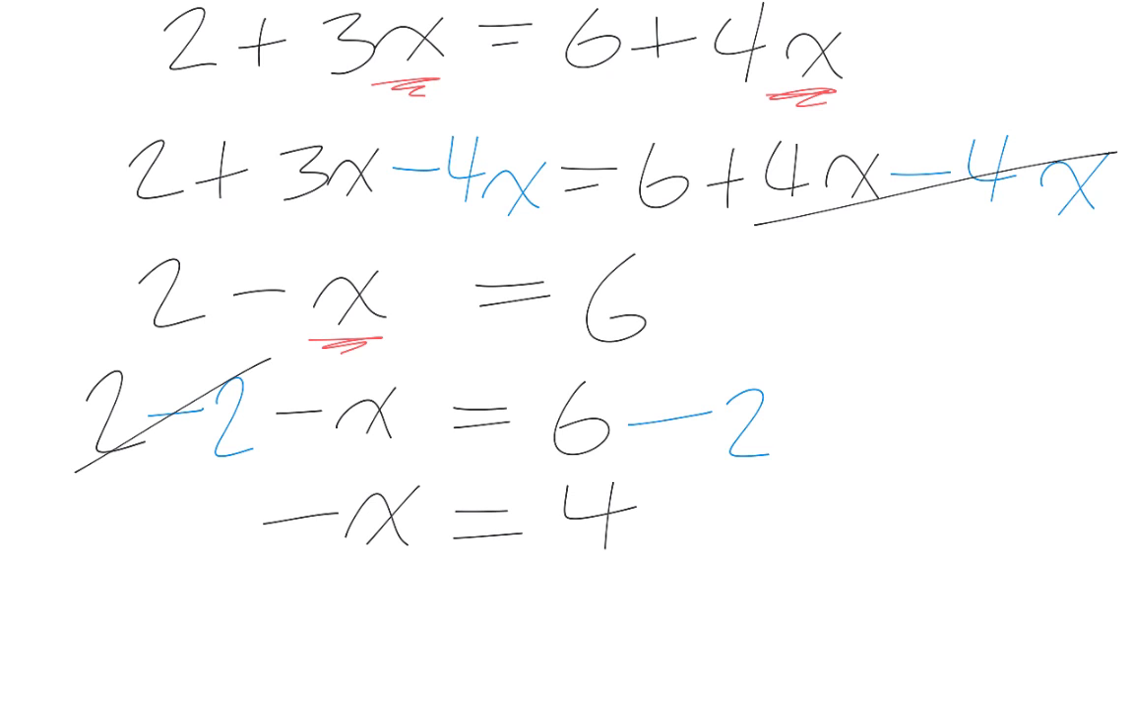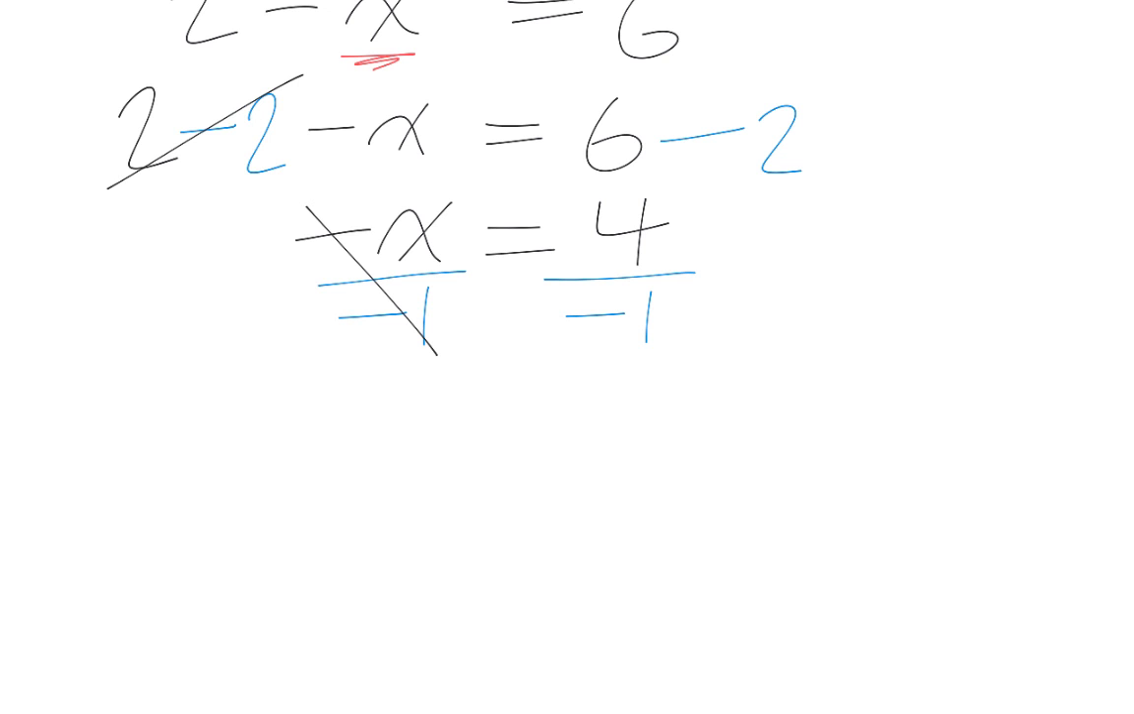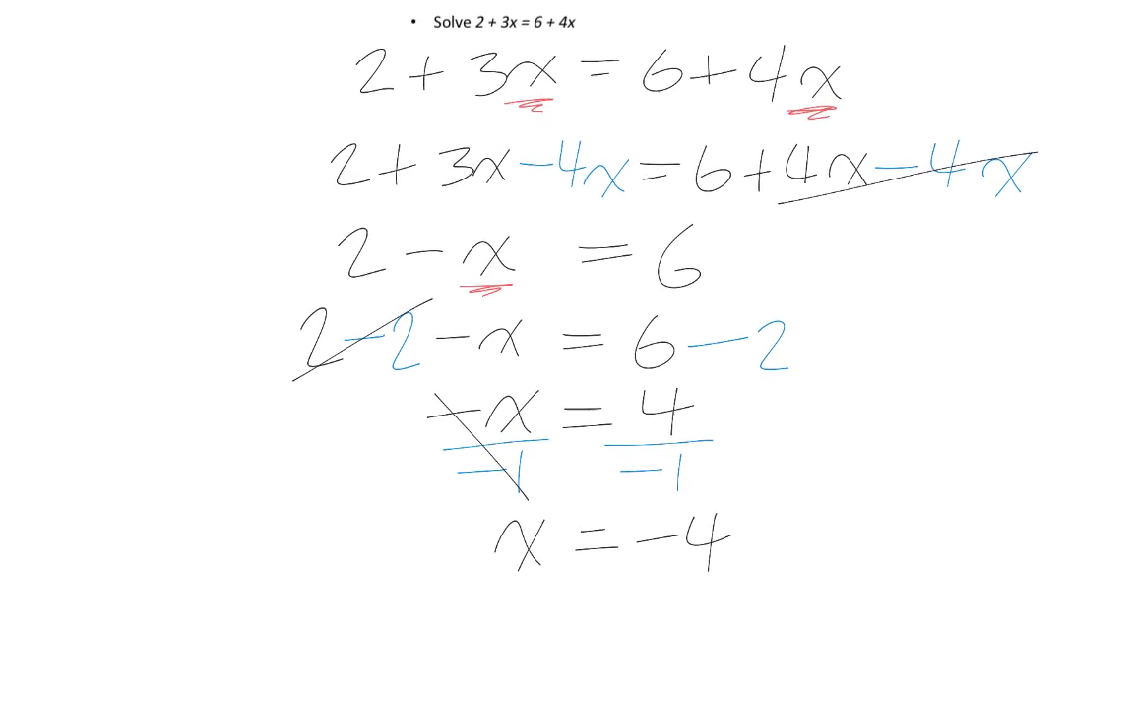X is still stuck with a multiply by negative 1, which means to get rid of it, we have to divide both sides of the equation by negative 1. So these are going to cancel out, which leaves us with just x, and 4 divided by negative 1 is negative 4. Therefore, x is equal to negative 4.